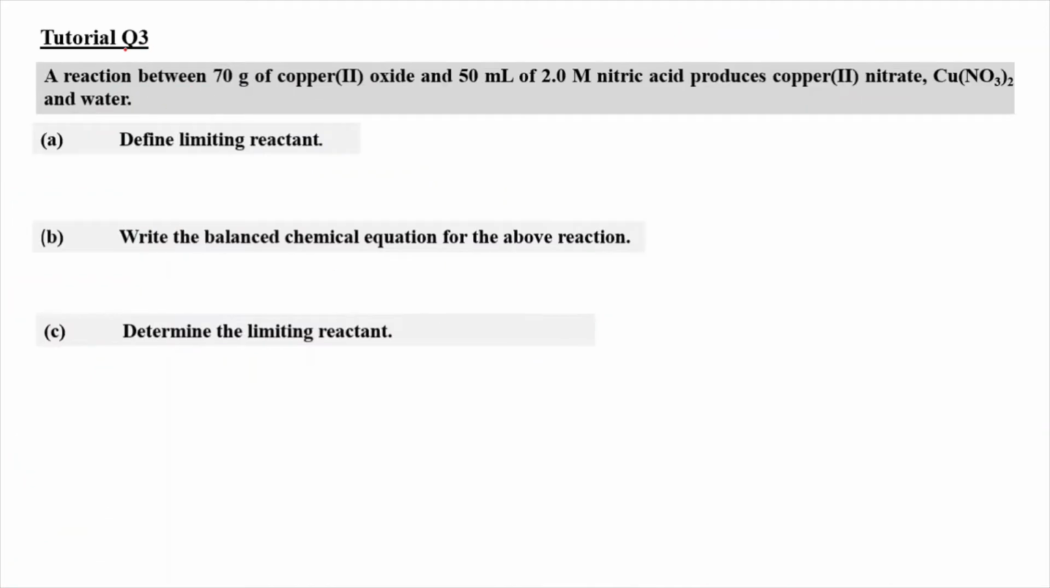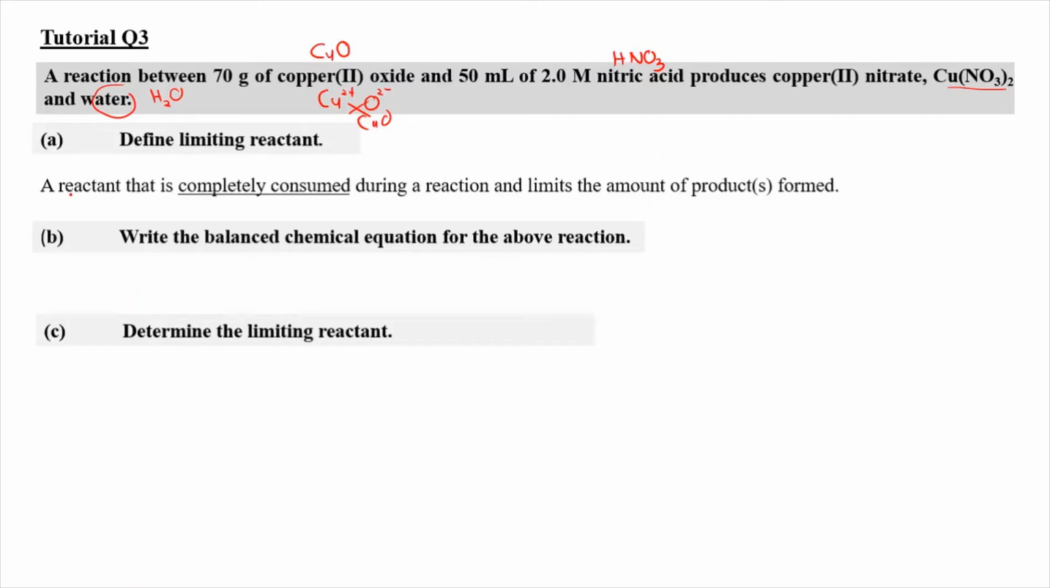So for tutorial question 3, a reaction between 70 gram of copper 2 oxide, and the formula of copper 2 oxide is CuO, because you know that Cu2 plus with O2 minus produces CuO, and 50 ml of 2.0 molar of nitric acid, the nitric acid formula is HNO3, produces copper 2 nitrate, which is given here, as well as water, which is H2O. So for question 3a, we need to define the limiting reactant. The limiting reactant is basically a reactant that is completely consumed during a reaction and limits the amount of product formed.